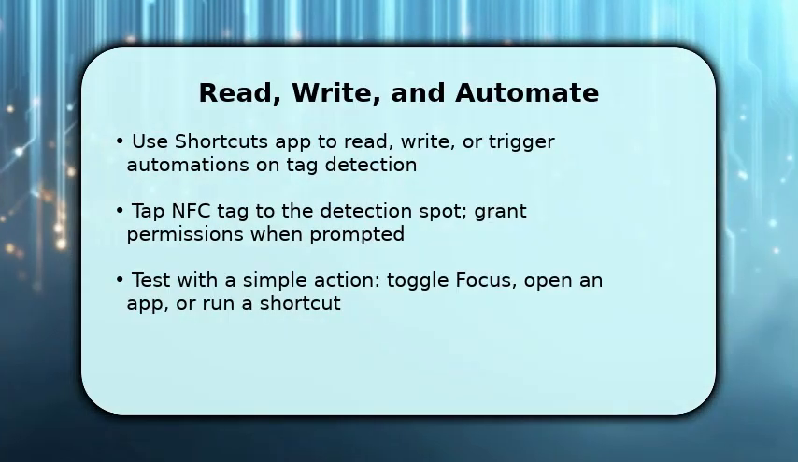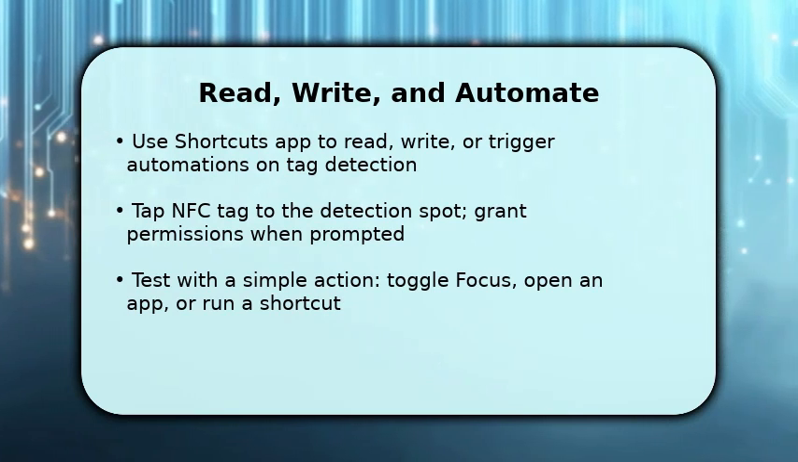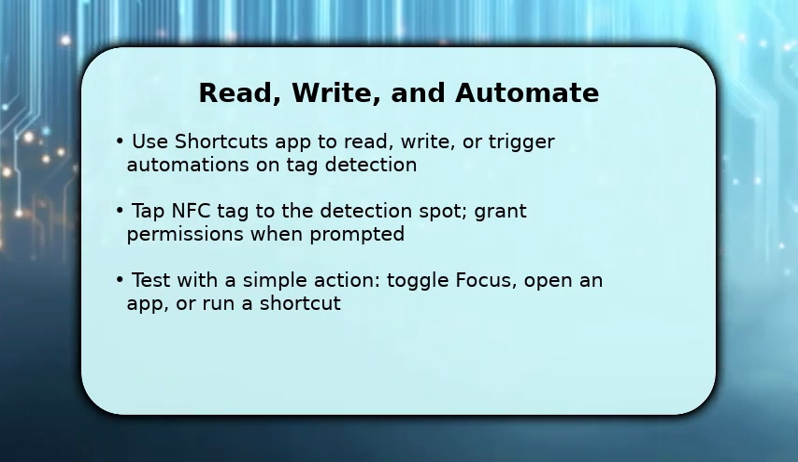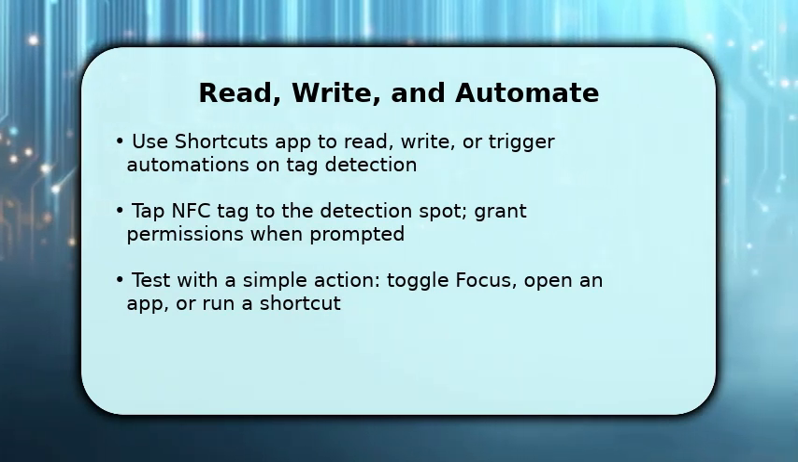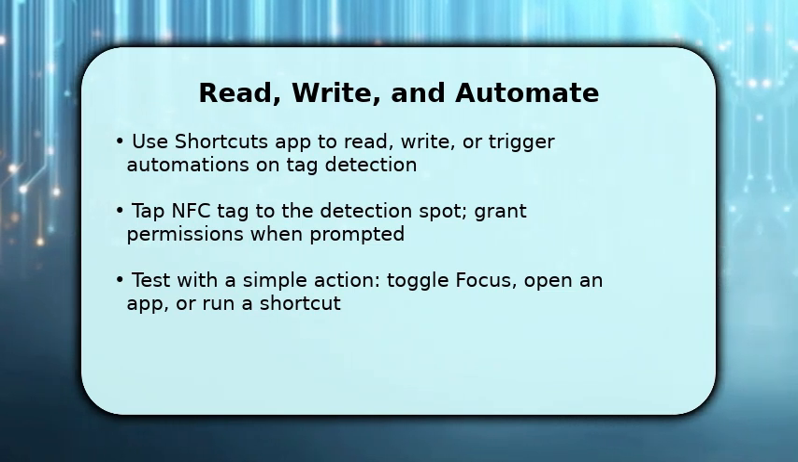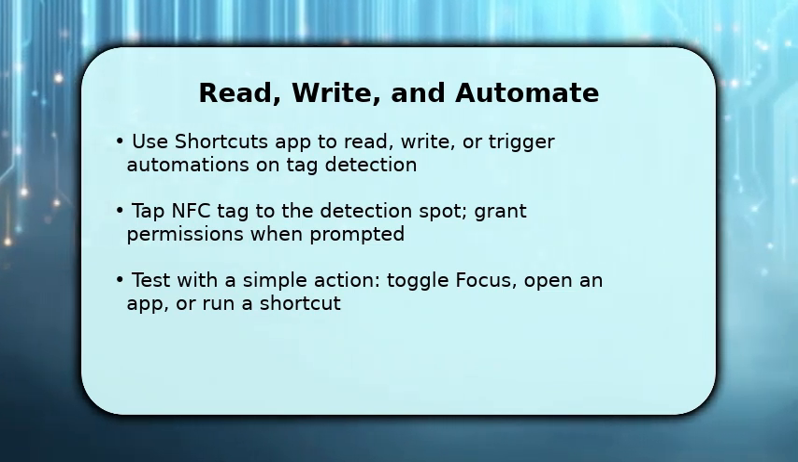Next, use the Shortcuts app to create or assign actions. This is where NFC becomes useful. Create a new automation, choose NFC, then scan the tag at the detection spot to register it.